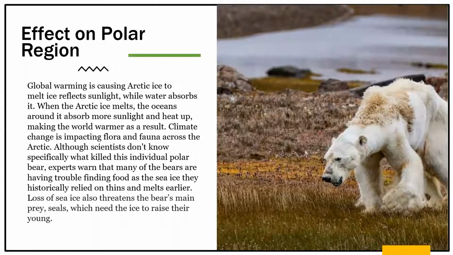Effect on polar bear. Global warming is causing Arctic ice to melt. Ice reflects sunlight, while water absorbs it. When the Arctic ice melts, the ocean around it absorbs more sunlight and heats up, making the world warmer as a result. Climate change is impacting flora and fauna across the Arctic.